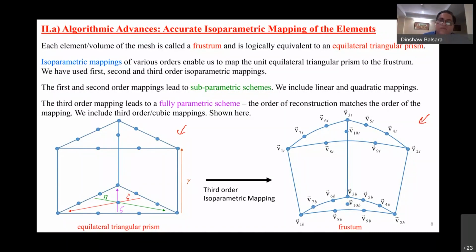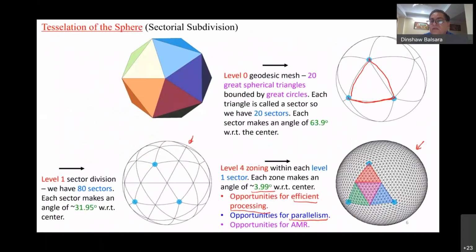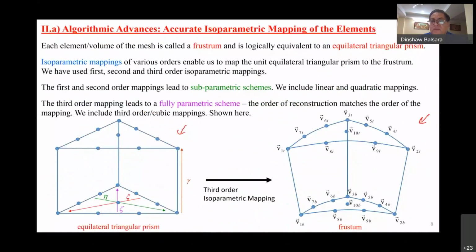There are benefits to using squares, and there are benefits to using triangles. One of the benefits to using triangles is that they are completely isotropic. The squares are not as isotropic, but they're easier to process on a supercomputer. So there are benefits both ways.